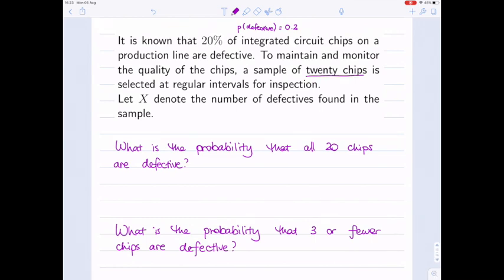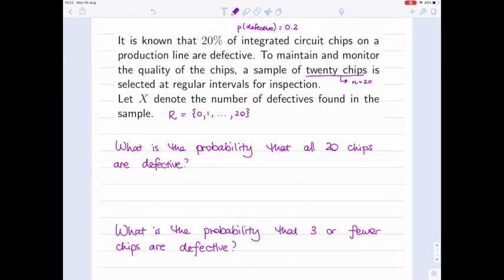To maintain and monitor the quality of the chips, a sample of 20 chips is selected at regular intervals for inspection. So we know that we're always going to pick 20 things, so our n is going to be equal to 20. And we're going to let x denote the number of defectives found in the sample. So our random variable has a range that goes from 0, because maybe there are no defective chips, all the way up to 20. Maybe all the chips are defective.